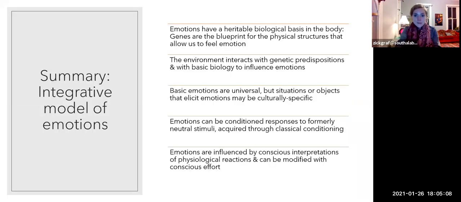Okay, so to sum things up, we went through a lot today, but basically this is the takeaway. Emotions are one of the key ingredients in psychopathology, and they have a heritable biological basis in the body. Our genes are the blueprint for the physical structures that actually allow us to feel emotion. And people differ in the types of genes they have. Some of us just have more genetic risk for psychopathology than others.